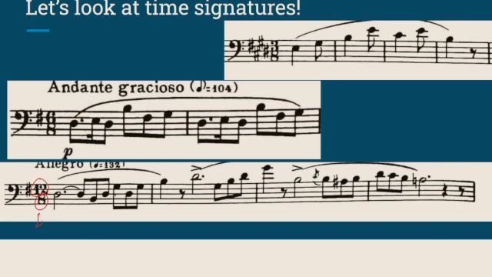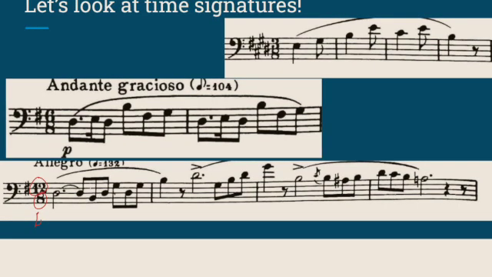So we didn't go over dotted notes yet, but if you have a dot added to a note, it is going to add half the value of that note to it. So if you have a half note, we know that a half note gets 2 beats, right? Well, what's half of 2? 1. So it's essentially like you holding out a half note and a quarter note together.